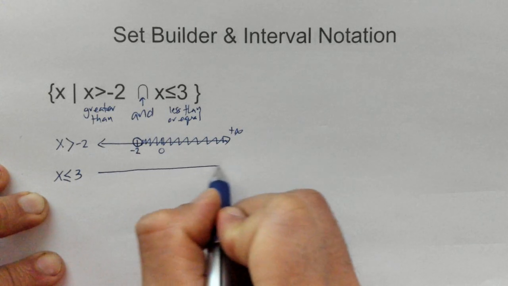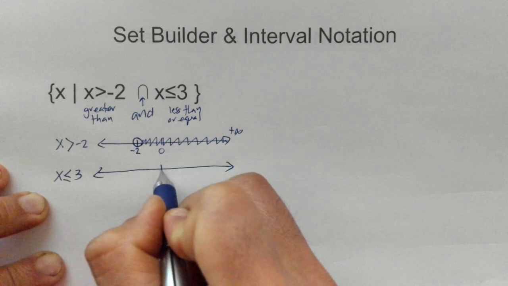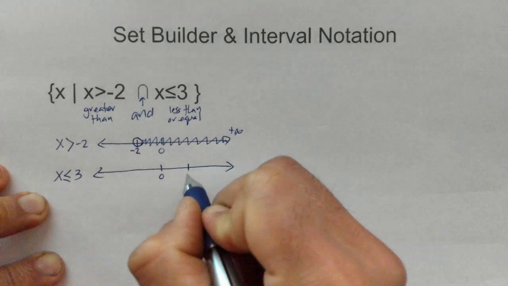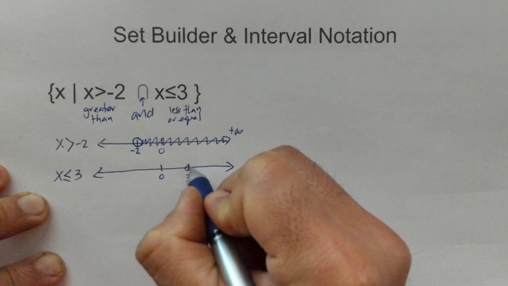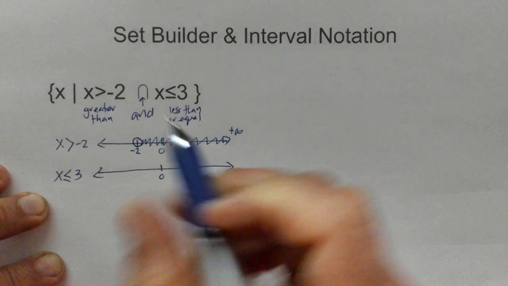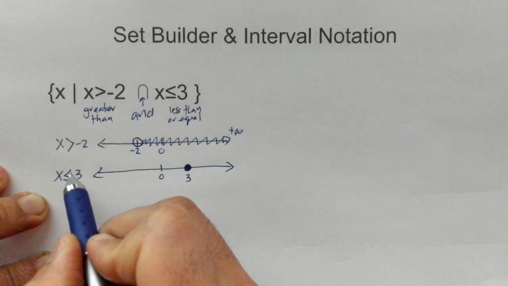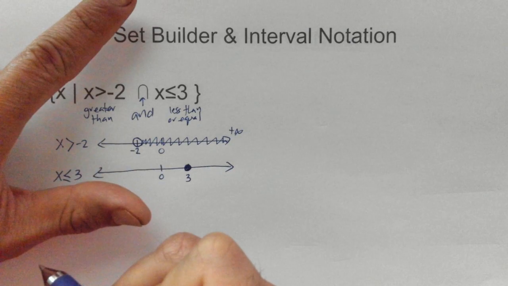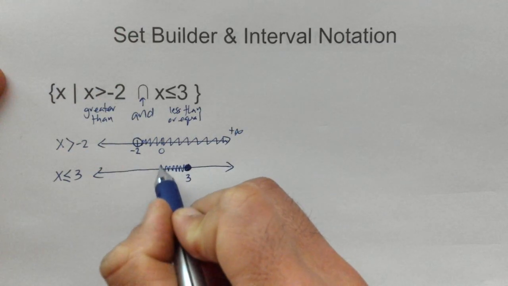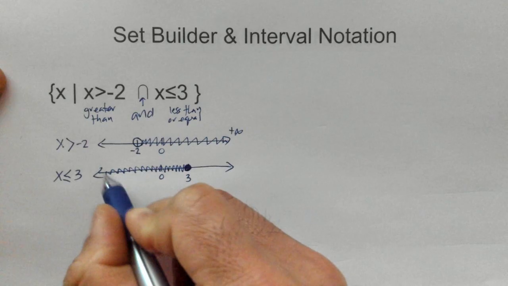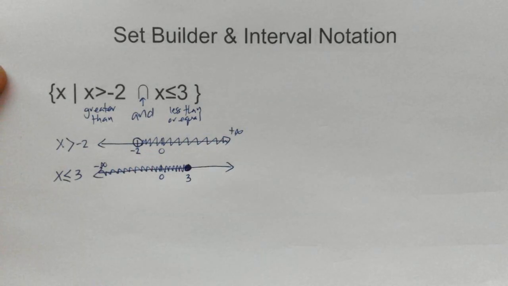So I draw another number line. 0 is my reference point, and now 3 is going to be somewhere over here. Since there's an equal symbol, we're going to make a closed dot here. And this symbol means less than, right? It looks like the letter L. So it's everything less than 3, and I'm going to shade everything to the left, all the way to negative infinity.